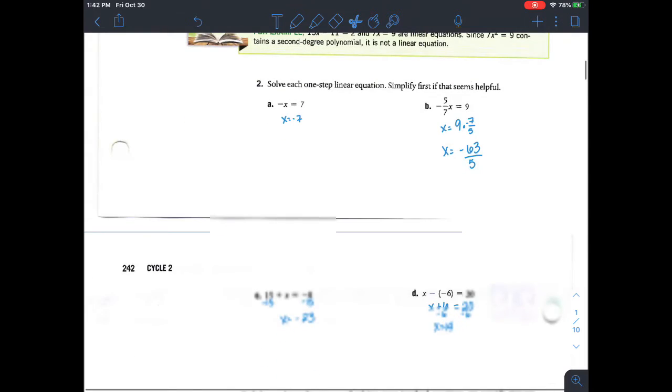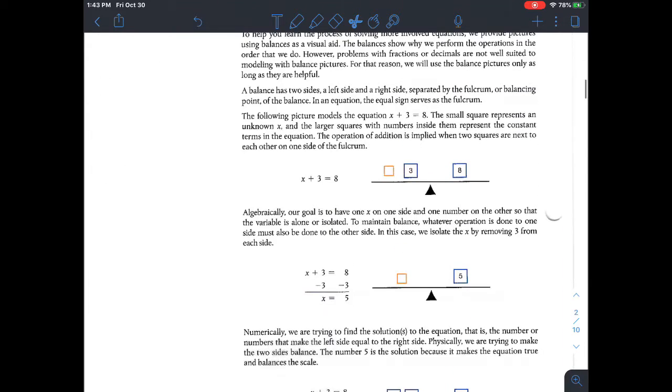I do have the second one assigned to you. You can pause the screen, check your work here. I'm not actually going to go through it because they're one-step linear equations. Pretty basic. If you need help, send me an email. I'll help you through these.